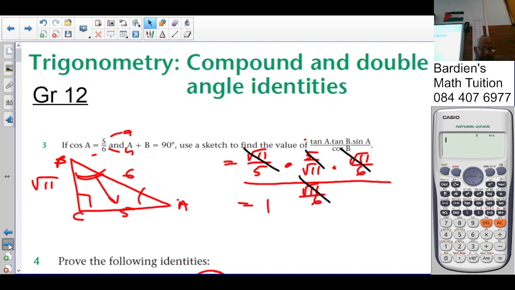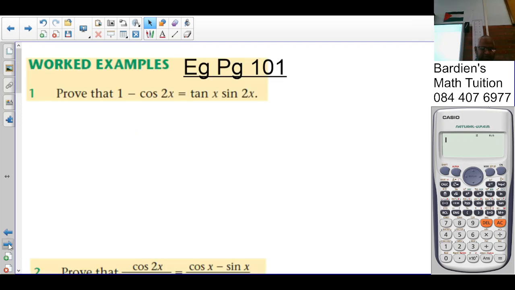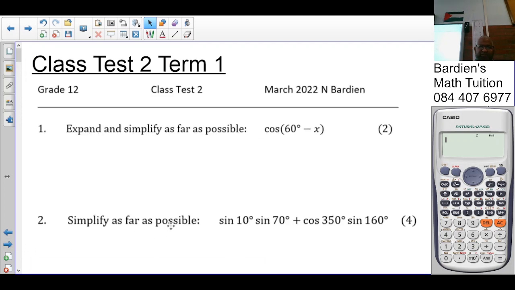Alright, so we're going to go through that paper first. I'm going to show you how to get 28 marks, or close to that.